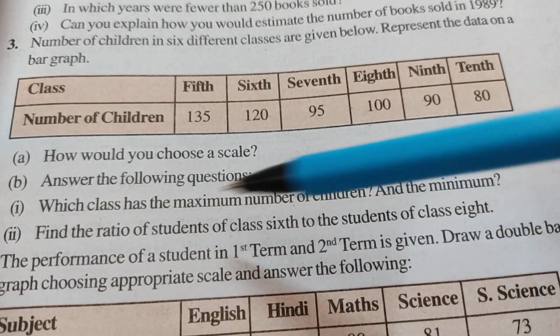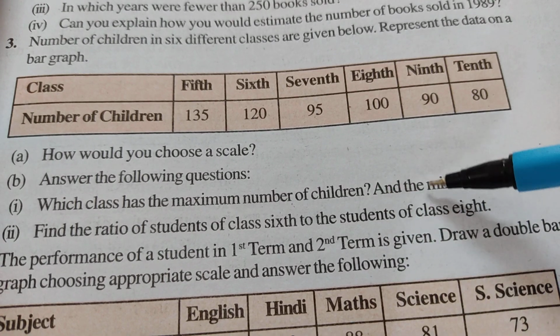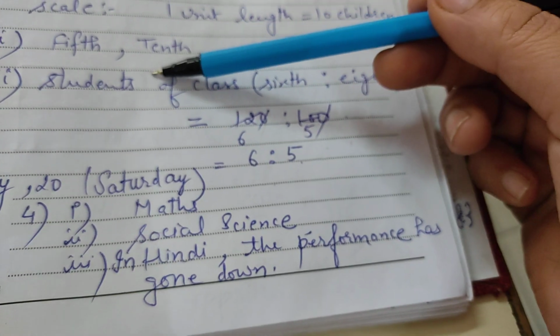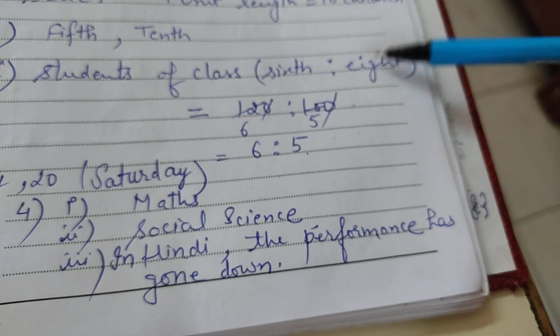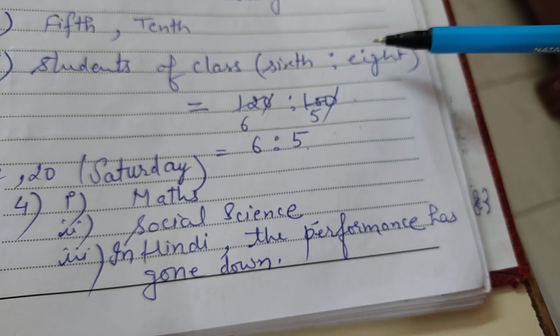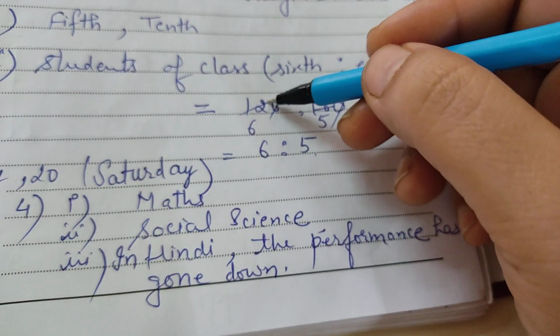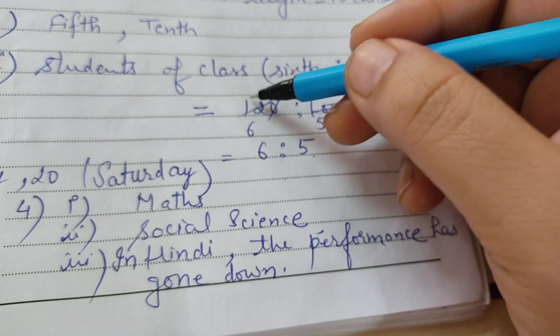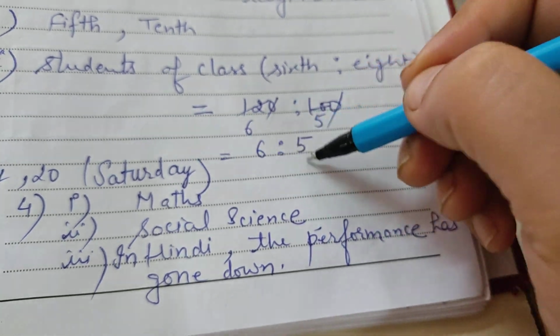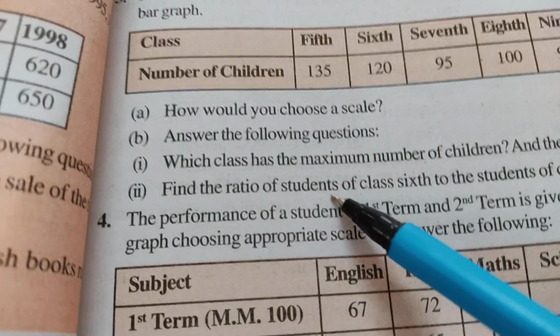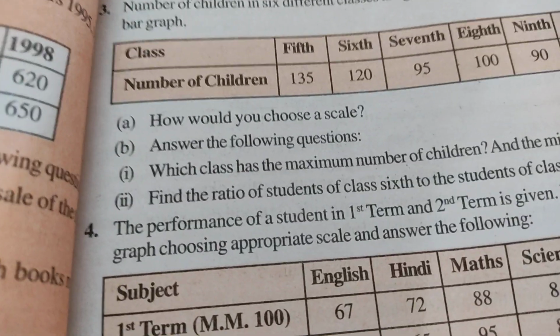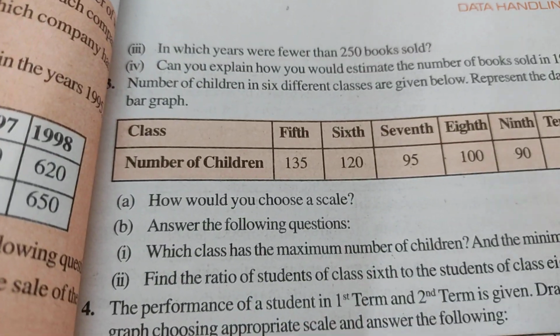Find the ratio of students of class 6 to class 8. How will you find the ratio? Ratio of students of class 6 to 8. In 6 there are 120 and in 8th class there are 100. 120 by 100, we will cancel them. 0 cancels with 0, and 2 6s are 12, 2 5s are 10. So the ratio is 6:5. Now you have to represent this data on a bar graph also.